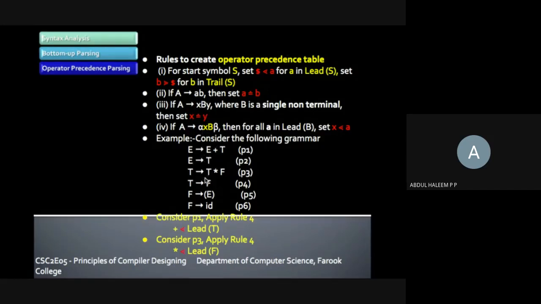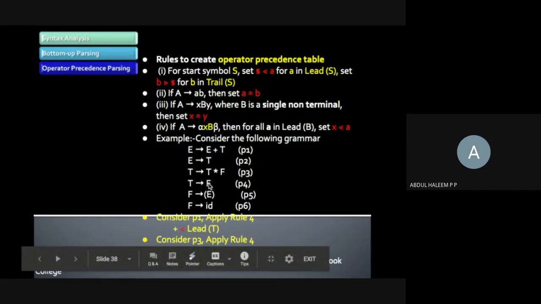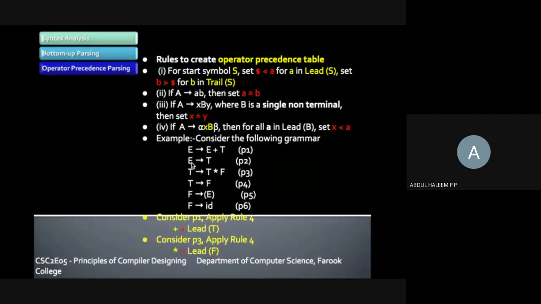We don't have such a production here. F derives id, and id is a single terminal. So rule number 2 cannot be applied here. Rule number 1 we can apply here because E is the starting symbol. Now let us go for the next rule. I hope you have written rule number 2.